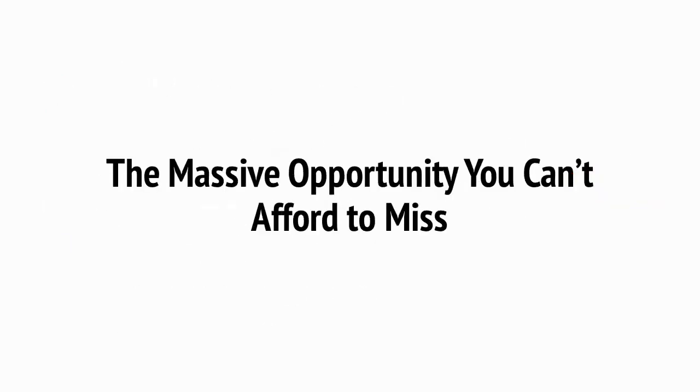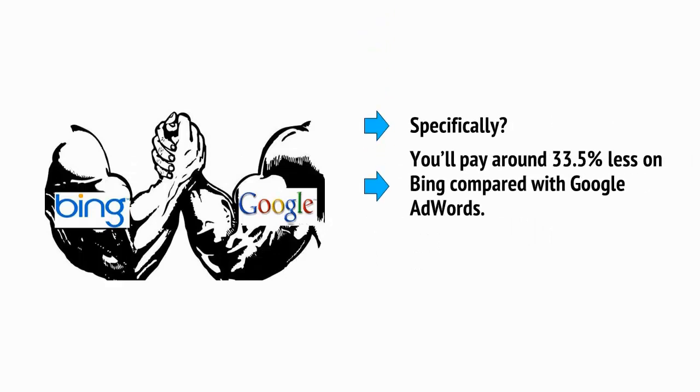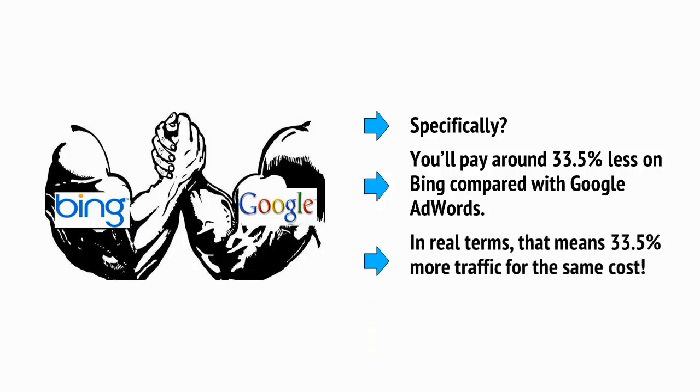And one last thing to consider is that Bing offers a lot of opportunity for the savvy SEO stroke webmaster. Why is that? Well, simply because Bing is lesser known and there are fewer people trying to rank there. Likewise, there are fewer people paying for PPC. That means you'll pay less per click and you'll find it much easier to get to the top of the SERPs. Specifically, you'll pay around 33.5% less on Bing compared with Google AdWords. In real terms, that means 33.5% more traffic for the same cost.